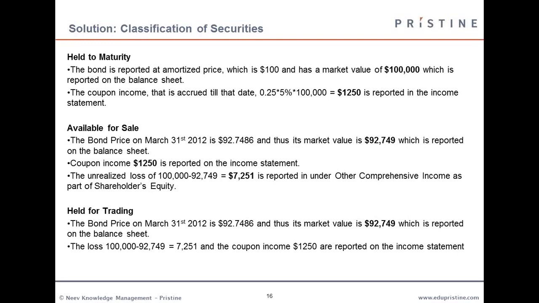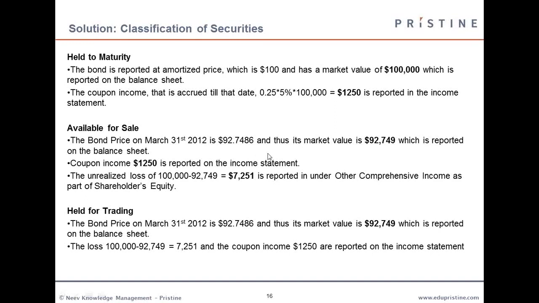This gives the income, and it is reported in the income statement. In case of available for sale security, the market value has changed, because the bond price changed on March 31st. The calculation of this is a bit complex, and we'll see the calculations in another webinar. For now, let's assume we know the changed value, which is 92.74 on 31st March, which is different from the 100 at the start of the period.